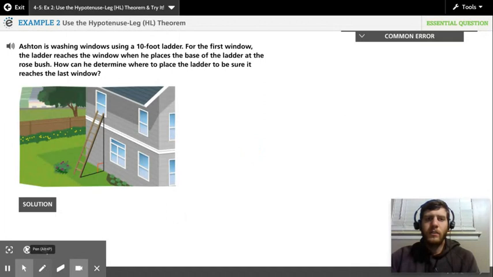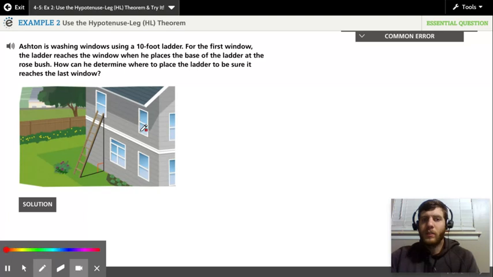Okay, Ashton is washing windows using a 10-foot ladder. For the first window, the ladder reaches the window when he places the base of the ladder at the rose bush. How can he determine where to place the ladder to be sure it reaches the last window?